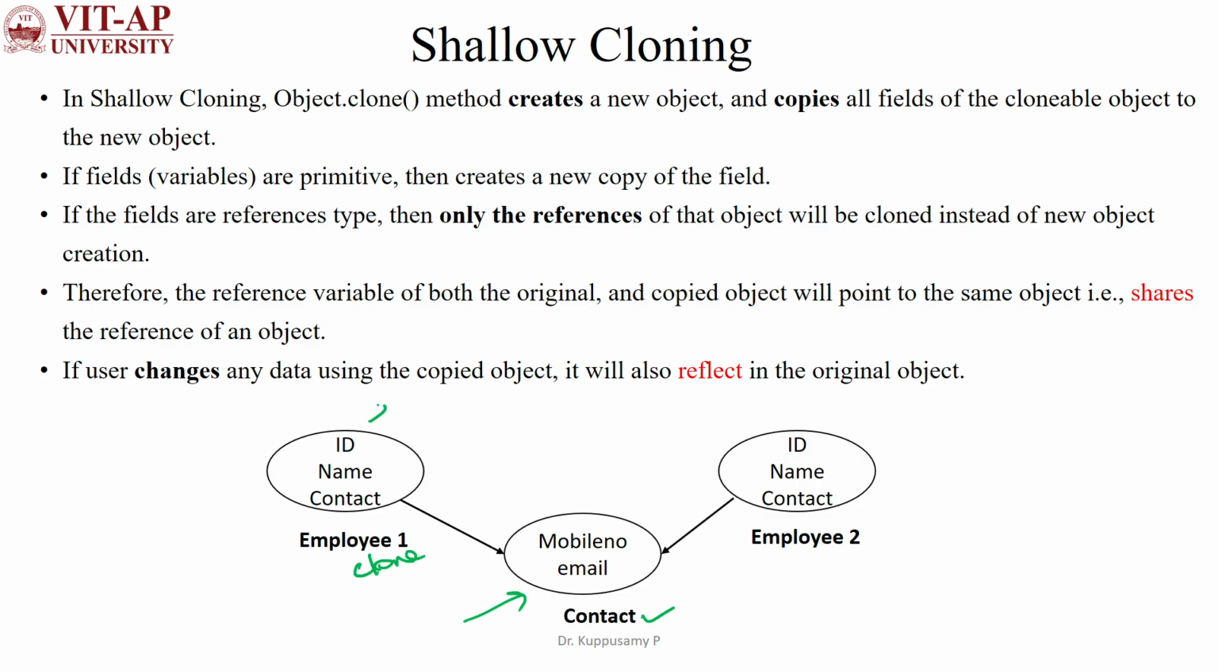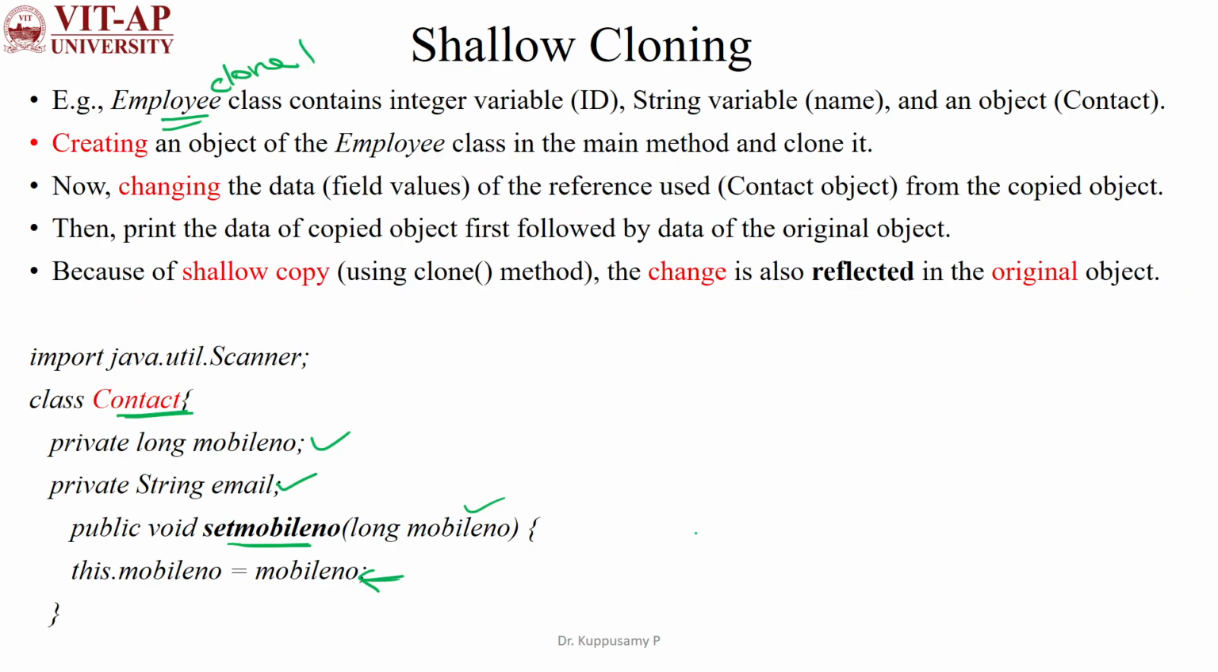You see, this is the e we have created by using the employee clone 1. Then this is the contact object, right? We have created it by using the contact class. Then now we are cloning it, right? So copy is the object name we are going to clone. So all the values are there. Now this is having the same object contact. So this contact is referencing the same object, mobile number and email values, right?